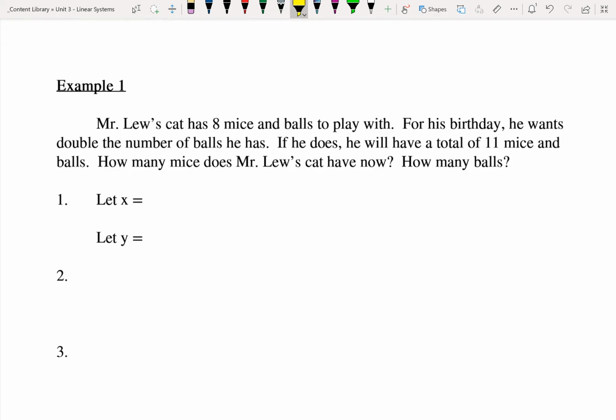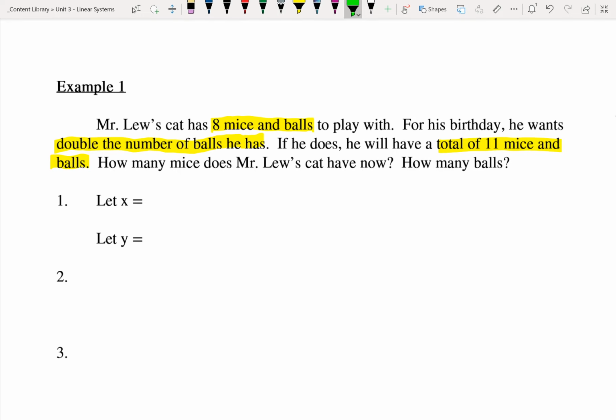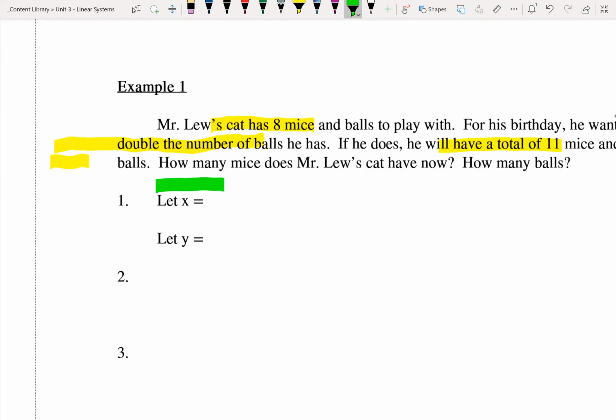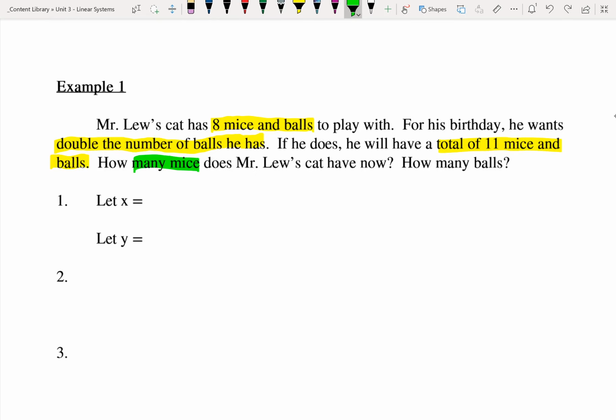But let's at least go through and reread the question, highlight anything that's important. So the first important thing is that he has 8 mice and balls to play with. So that means in total he has 8 toys, and they're comprised of mice and balls. For his birthday, he wants to double the number of balls that he has. And if he does that, he will have a total of 11 toys to play with. And then what the question is looking for, I'm doing a different color: we want to know how many mice does he have now and how many balls.